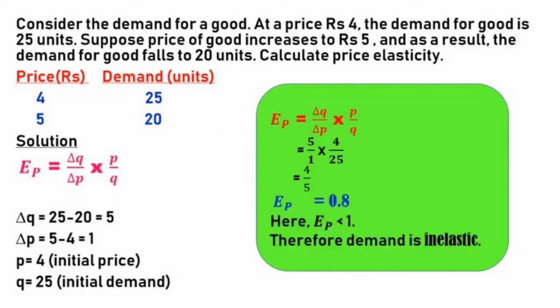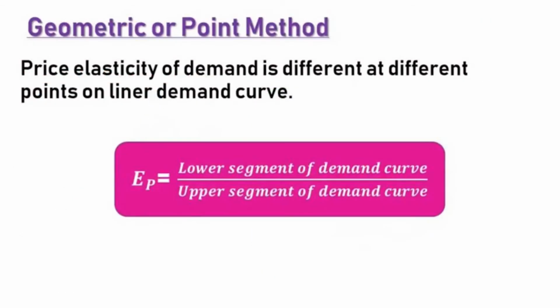Hence, price elasticity of demand is less than 1. Therefore, demand is inelastic. Next, you can see that is going to be the first method. This is going to be the geometric method. The second method, what we are going to be seeing here.